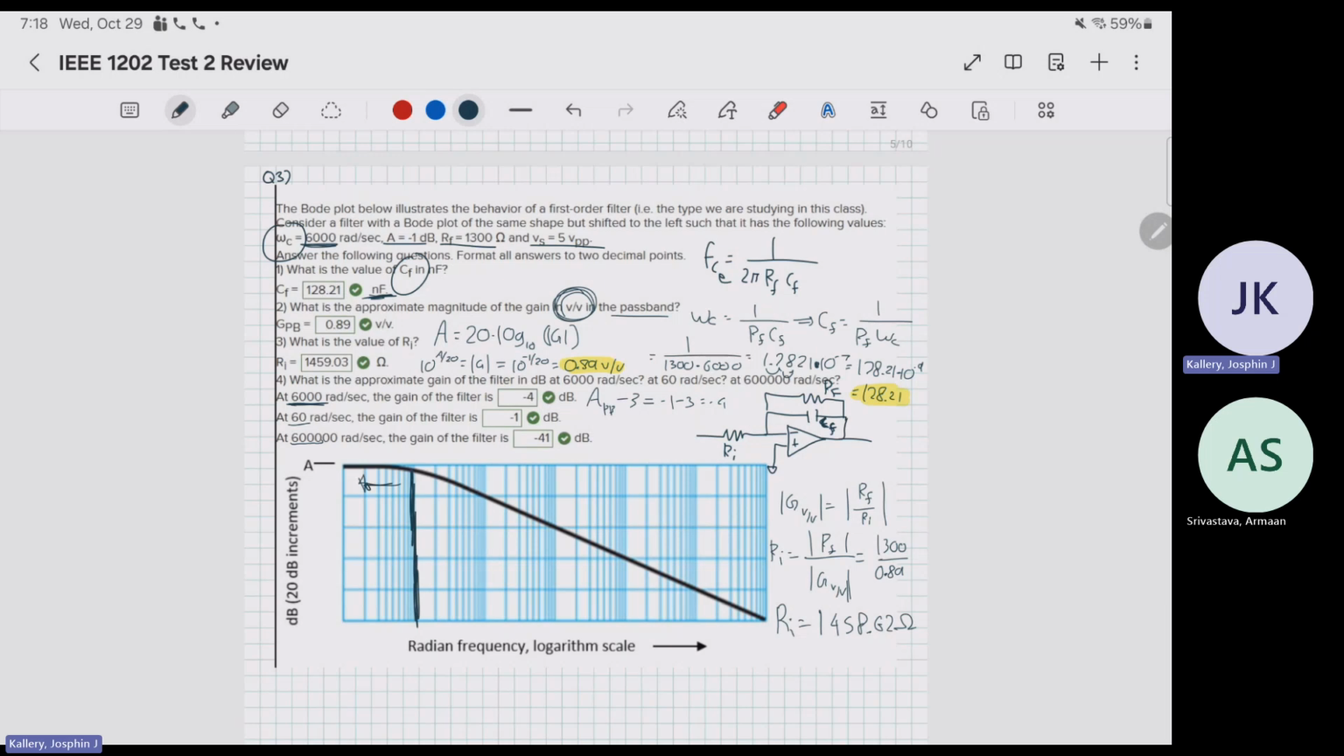So what we're saying is, here's 6K, and we are all the way here at 600K. So remember, every decade you subtract 20. So what you're doing is your gain in passband minus 20 for 1 decade, and then minus 20 again for another decade. So you end up with -1 minus 20 minus 20, which is -41. That's how we get this value.